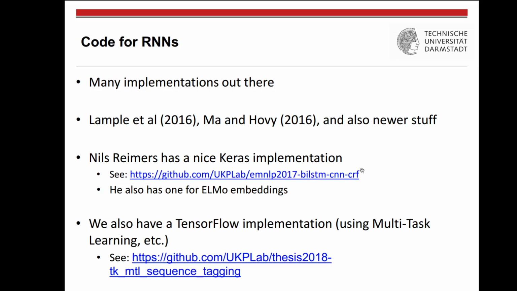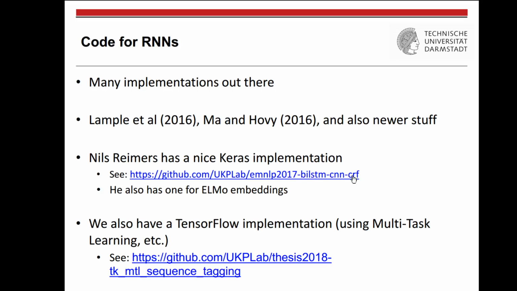They have these conditional random fields on top, which account for label dependencies, and they have representations for each word that are based on the characters of the words, and these representations have usually been built using a convolutional neural network, CNN, which we will see in the next lecture. But of course, you could also use another RNN to build the character-level representation.